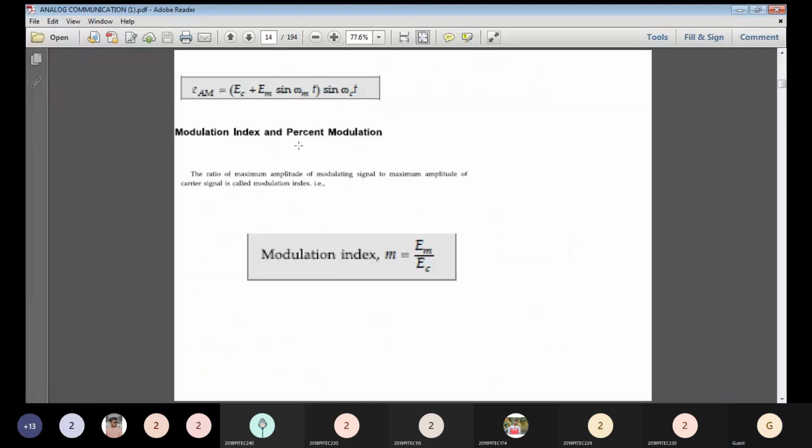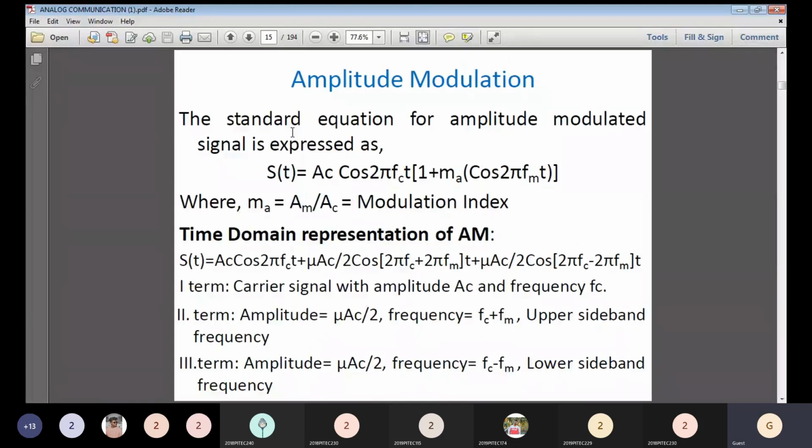This is our equation. So for amplitude modulation, after modulation, the standard equation is this one. S of t, the modulated signal, equals AC cos 2 pi fct into 1 plus m of t into cos 2 pi fmt. This is the final expression.